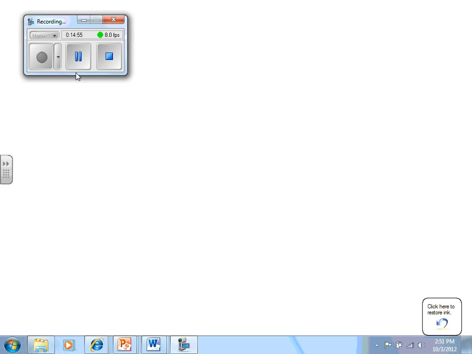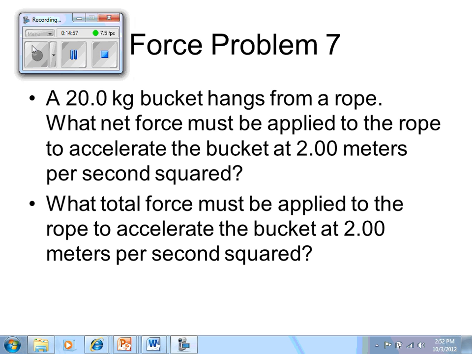All right, guys, we're going to go ahead and look at one more problem. In this one, we have a 20-kilogram bucket hanging from a rope, and we want to know what net force must be applied to the rope to accelerate the bucket at 2 meters per second squared. And then we also want to know the total amount of force that needs to be applied to do that. So let's go and draw a picture.